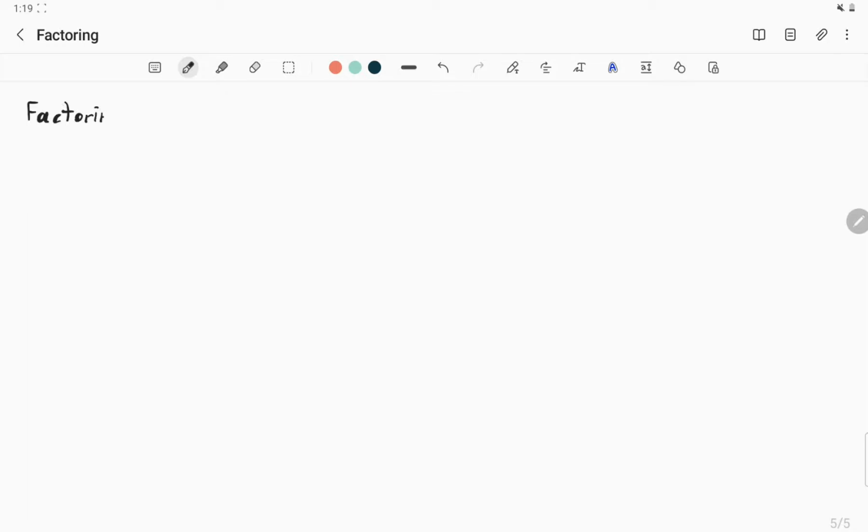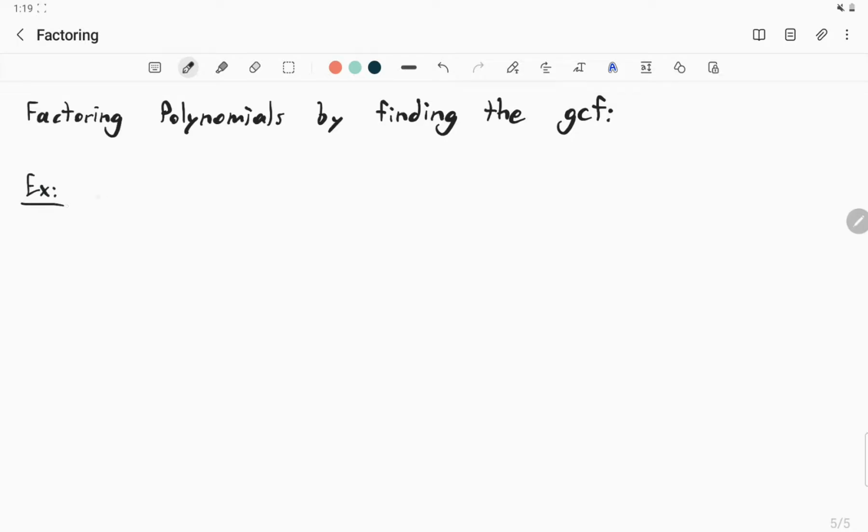Factoring polynomials by finding the greatest common factor. I'm just going to say GCF. Okay. Let's get started. So basically what you need to do, let's just make up a quick polynomial here. I always teach by example. Well, not always, but for things like this, definitely.